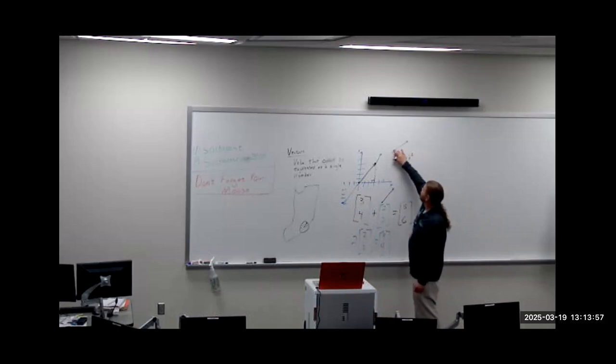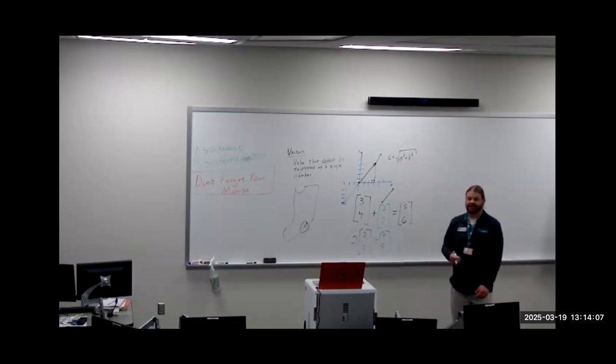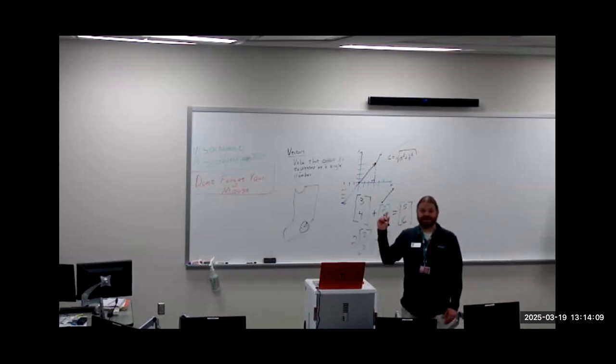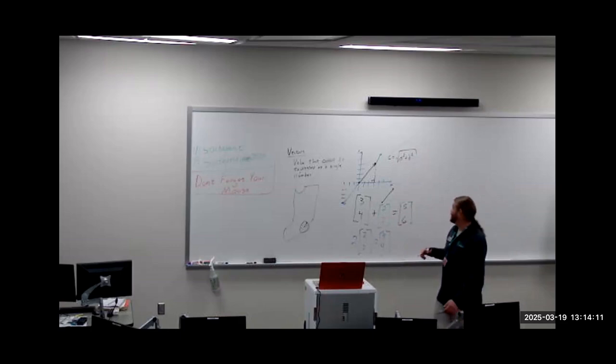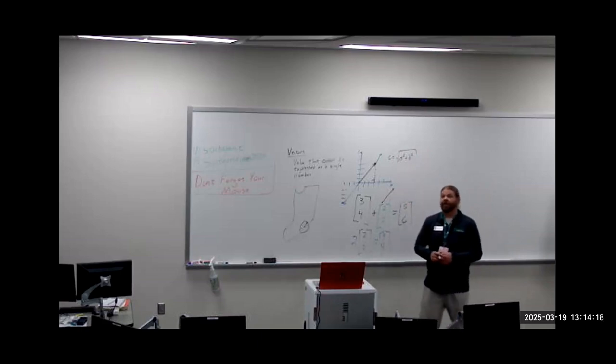Equals C squared, or since we're in a programming class, we probably want C equals the square root of A squared plus B squared. Does everybody see how I got there? Pythagorean theorem, A squared plus B squared equals C squared. What we didn't learn way back in elementary school is this applies no matter how many dimensions we have.